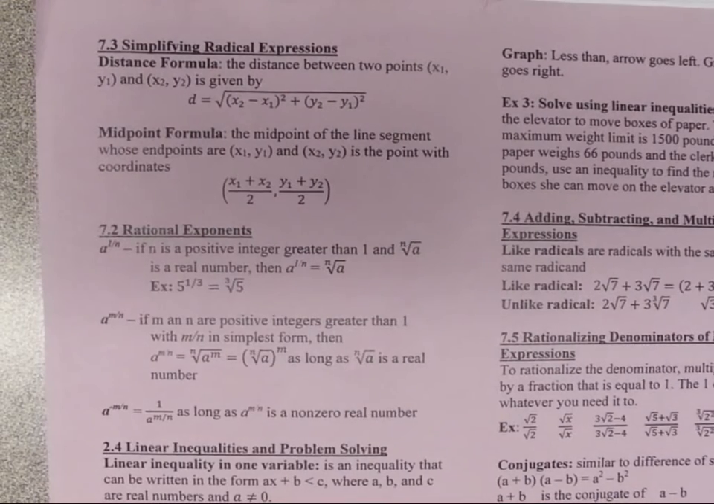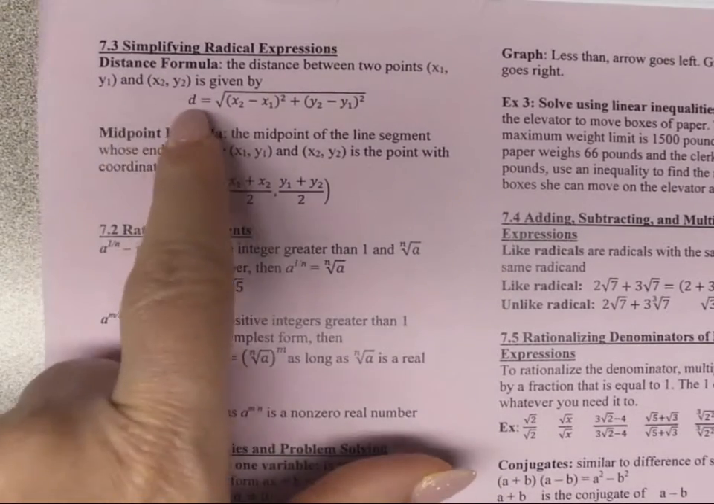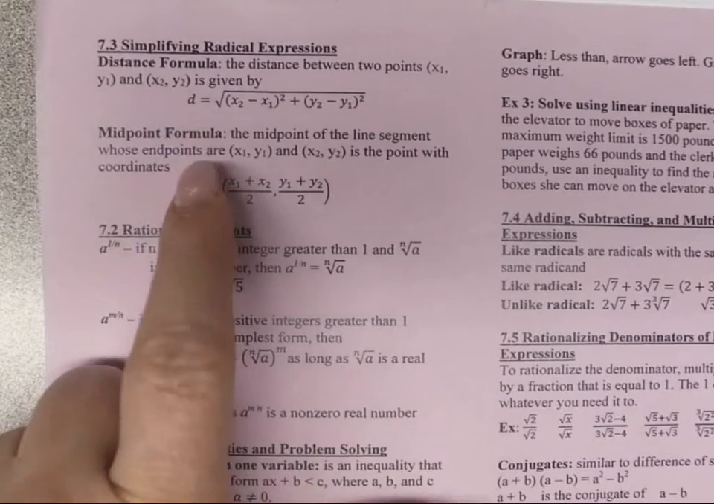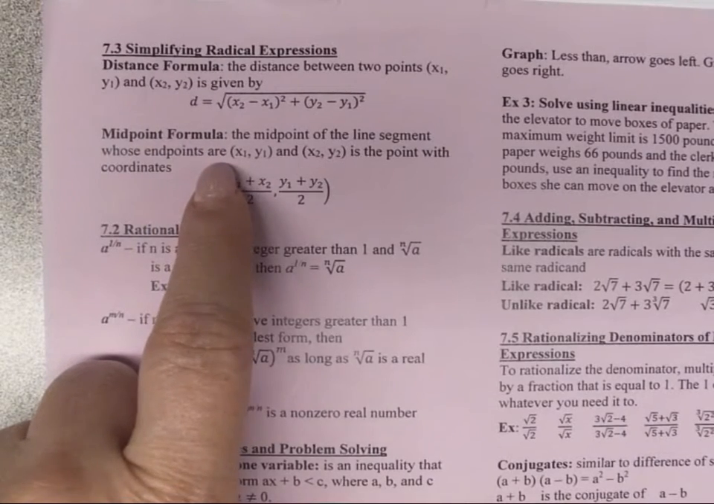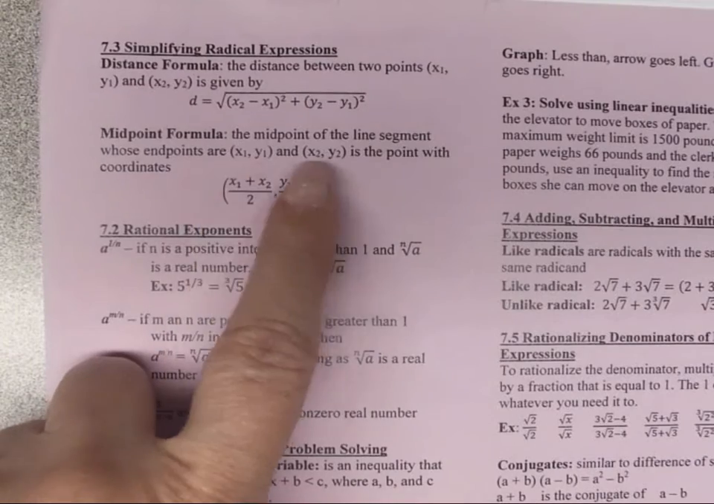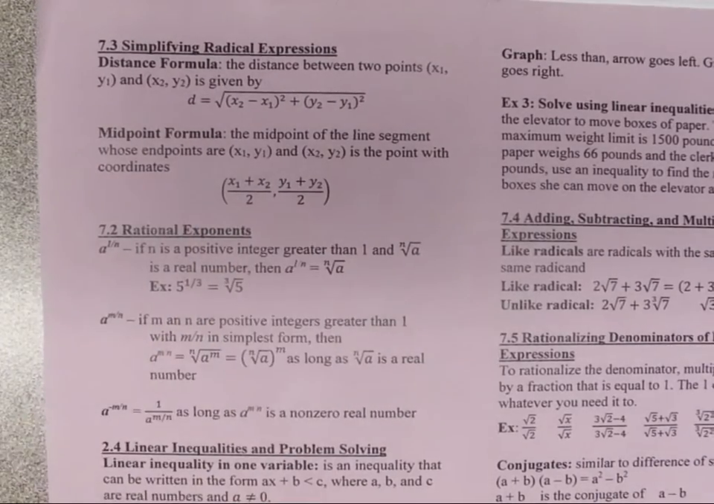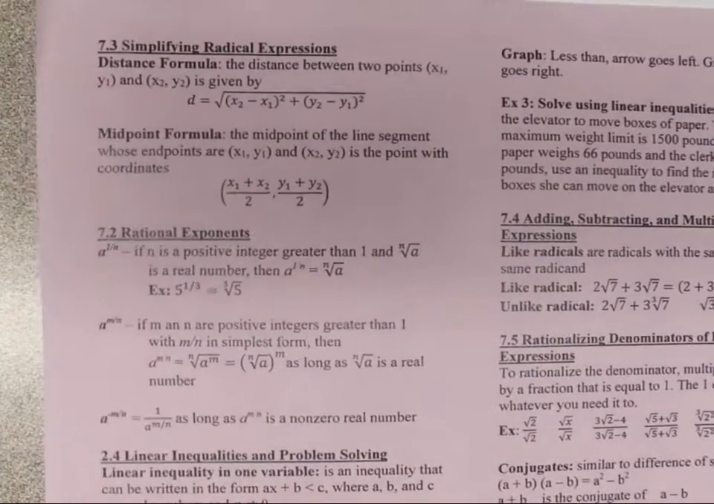So we need to understand that the distance formula is used to find the distance between two points, our x sub 1, y sub 1, and x sub 2, y sub 2. And then we're also going to do the midpoint formula, and it's the midpoint of a line segment whose points are x sub 1, y sub 1, and x sub 2, y sub 2. And it's given as this formula. So that's all we're going to do here for this video, is just look at those two types of problems.